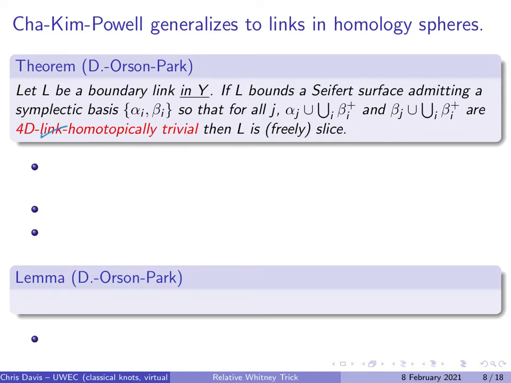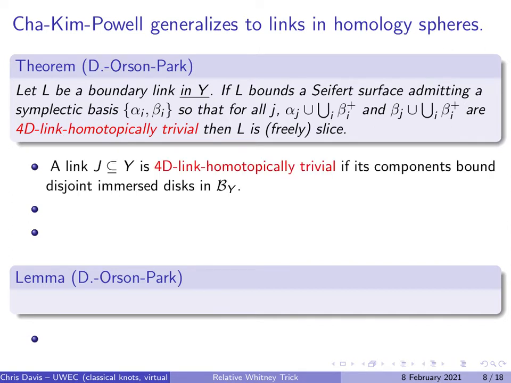There's an inconsistency. On the previous page, I didn't say 4D link homotopically trivial. You'll have to forgive that typo. If that is true, then the link L is freely slice, meaning that the link bounds a disjoint collection of locally flat embedded disks in the unique contractible four-manifold bounded by Y, and the complement of that disjoint union of disks has free fundamental group freely generated by the meridians of L.